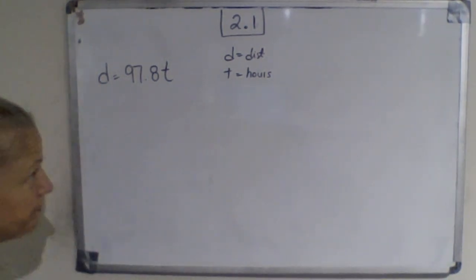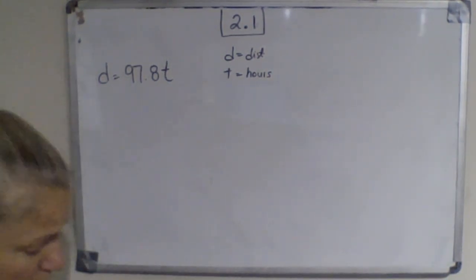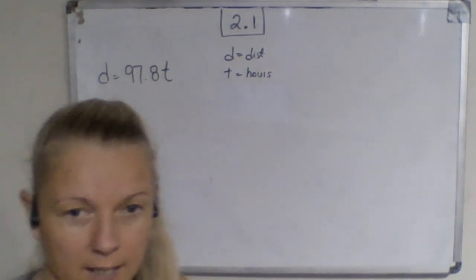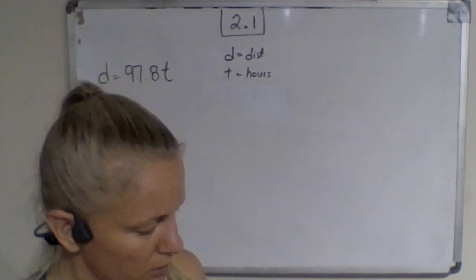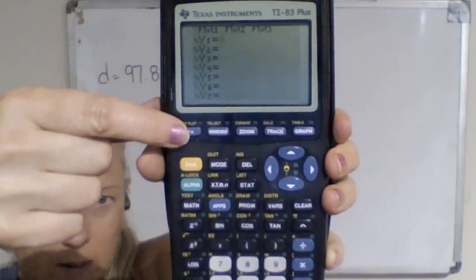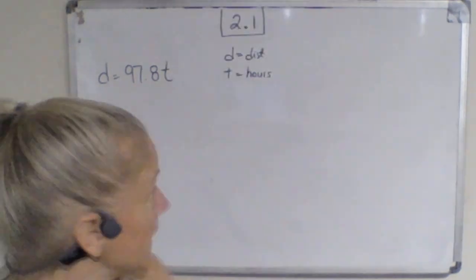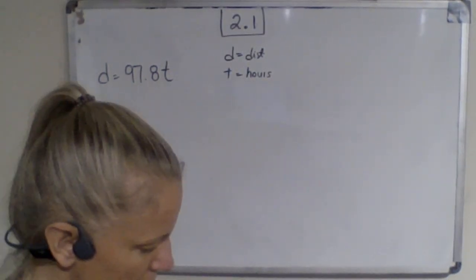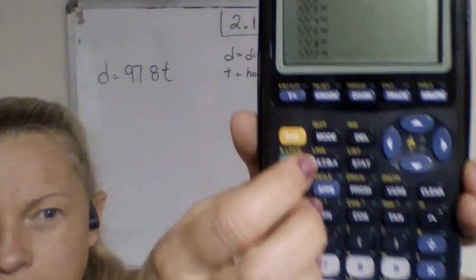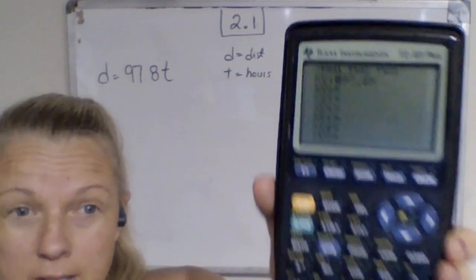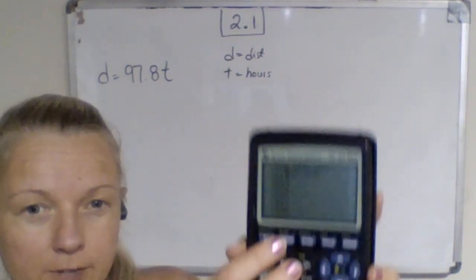Well, first of all, we're going to do this by using our calculator. This is the first time that we're actually doing this by graphing, and I need you to remember how to do it. We're going to go to y equals, right? It's right there, y equals. And we're going to pretend that this becomes 97.8x. I'm going to enter 97.8. If you need to remember, this is your x, right? It's right there.